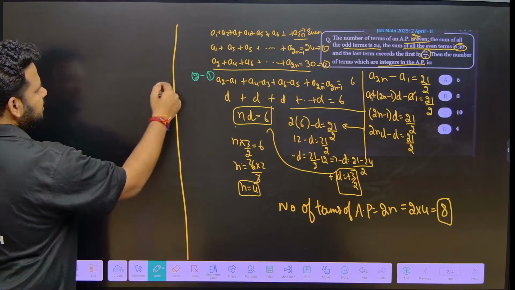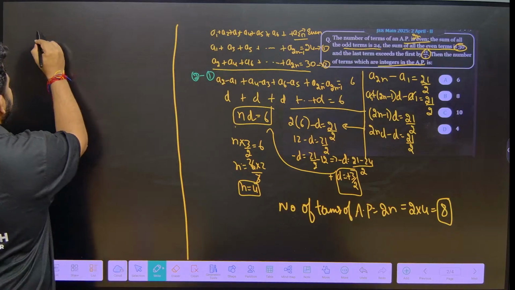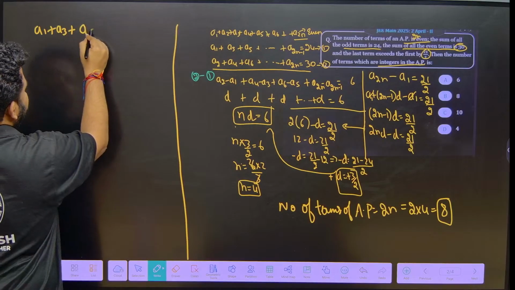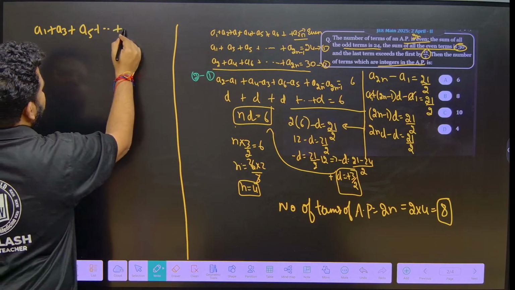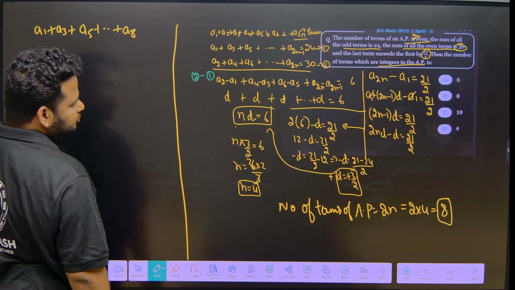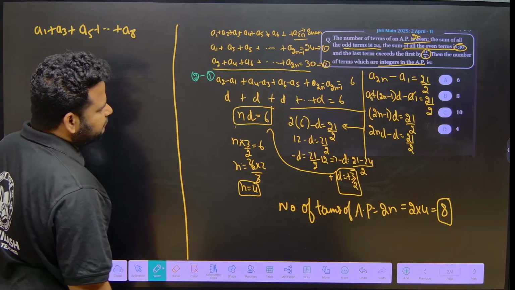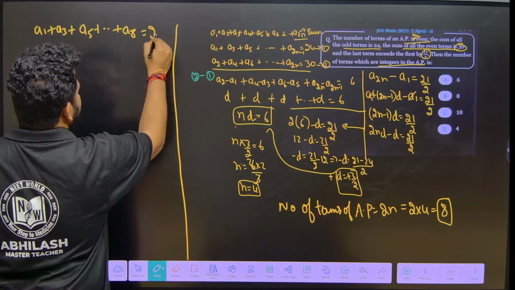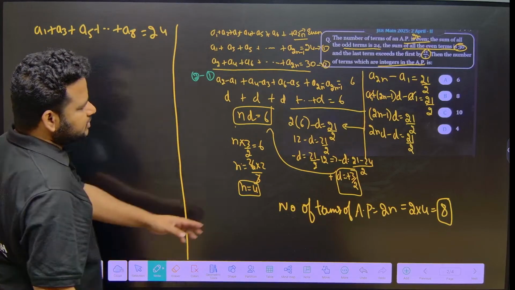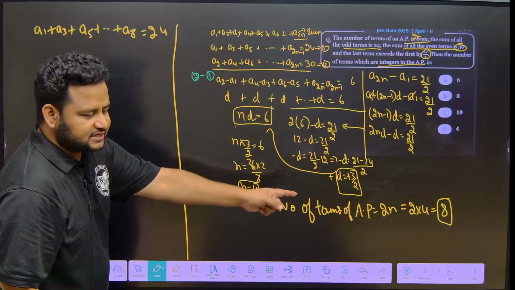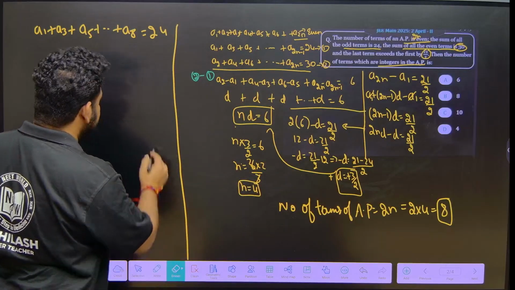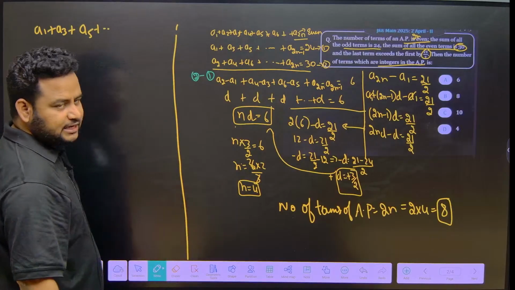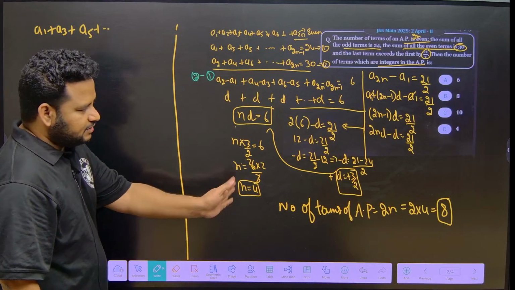So number of terms means, let me take odd number of terms. That will be A1 plus A3 plus A5 up to, I can write, A8. Odd number of terms, the sum is given as 24. Why am I writing A8? Because I got the number of terms as 8, but definitely if the number of terms is 8, I cannot write up till A8.